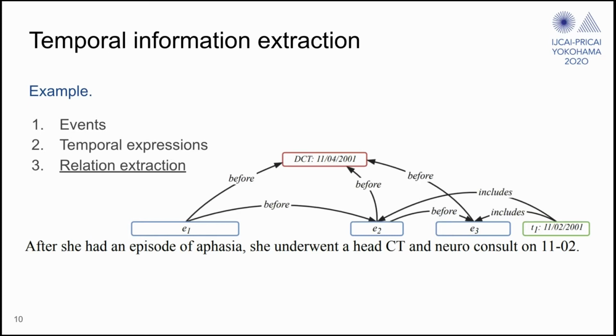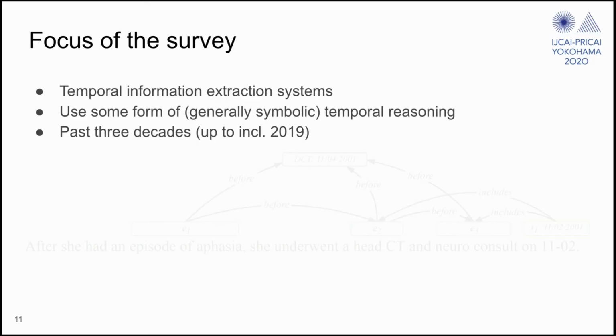Performing this last step accurately is still a big challenge in temporal information extraction, and is also where temporal reasoning plays a prominent role. In the survey article, we focused on systems that perform this task, using some form of symbolic reasoning in doing so, and have been published in the last 3 decades. In the remainder of the presentation, I'll restrict to temporal relation extraction systems, as these were found to most prominently use temporal reasoning. For reasoning and other extraction tasks, I'd like to refer to the full article.